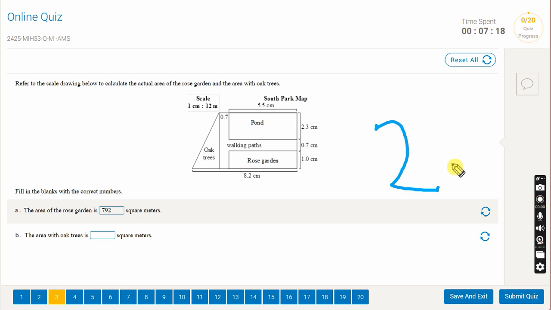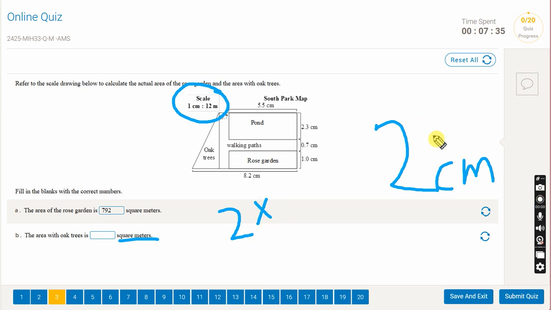But again, the answer is in 2 centimeters. You don't want centimeters. What did the scale they gave us? They gave us the scale as 12 meters. They want the answer in meters. Okay, so 2 centimeters is your base. Now let's multiply the 2 centimeters by 12. What do you get? 24. So this will become 24 meters. Let's write the unit beside it as well to make sure that we're using the correct units.